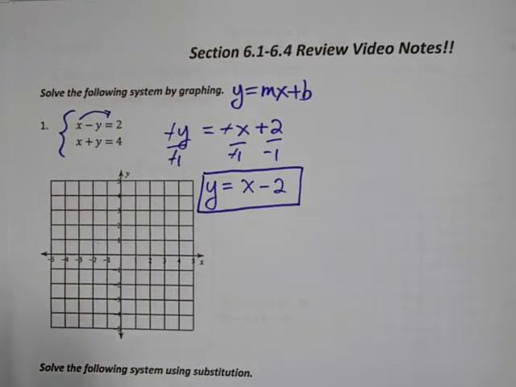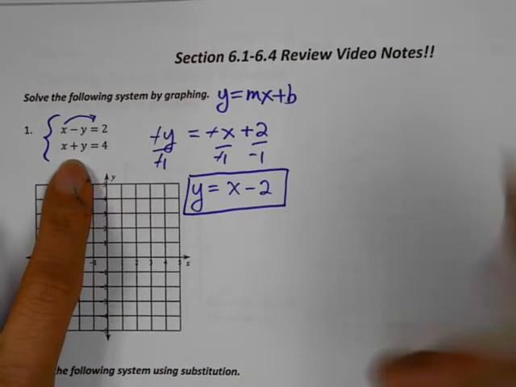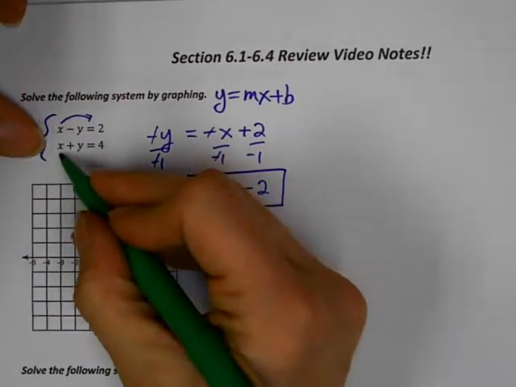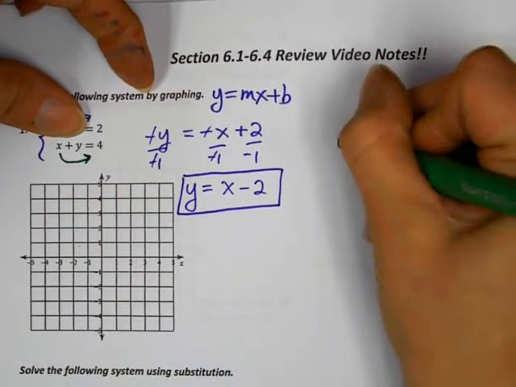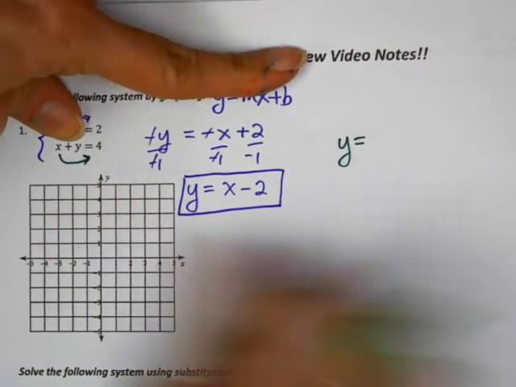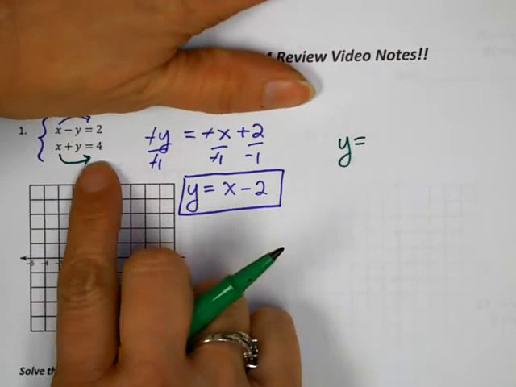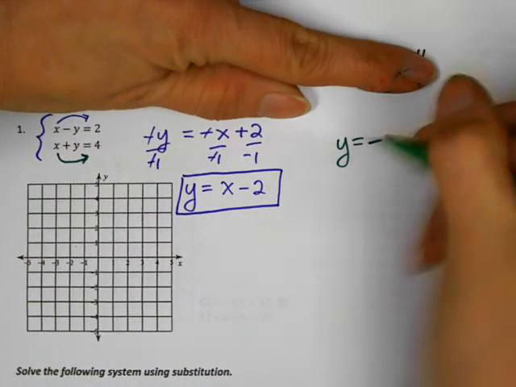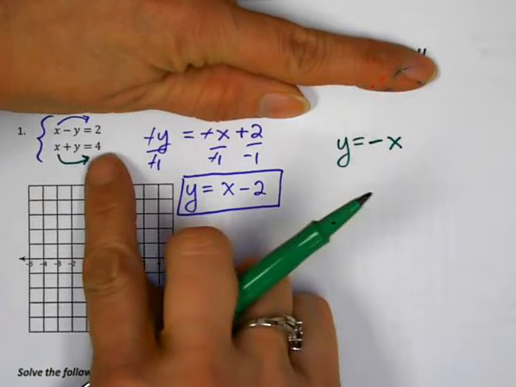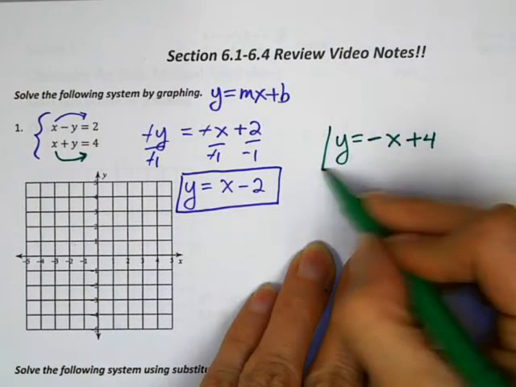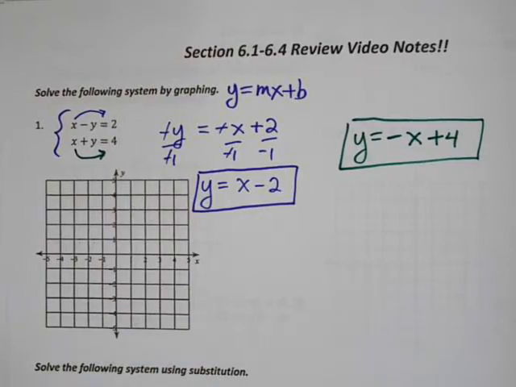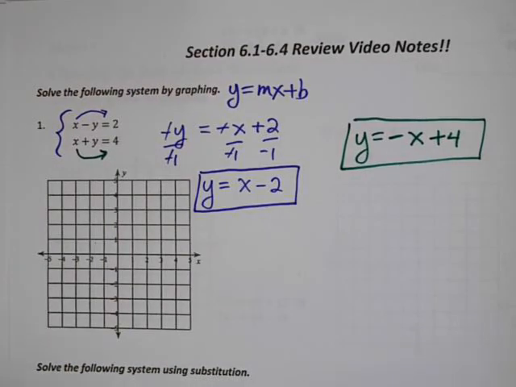Okay, equation number 2. I'm going to take x and move it to the other side. So I would have a positive y on the left. When x gets moved to the other side, he becomes a negative x. And that says 4, so that's a positive plus 4. Okay, they're both ready. Now I need to graph two lines very nicely and find where they intersect.